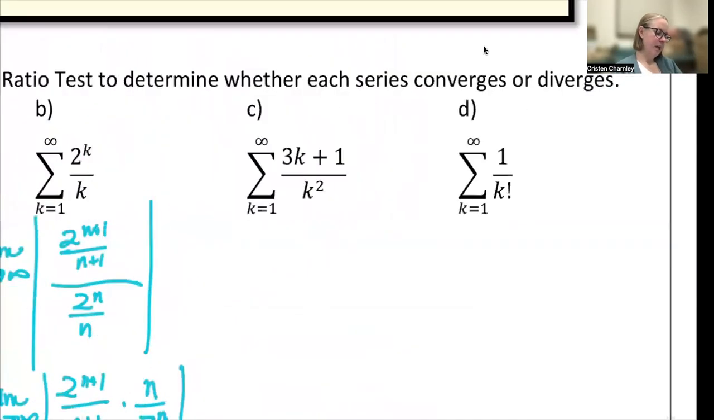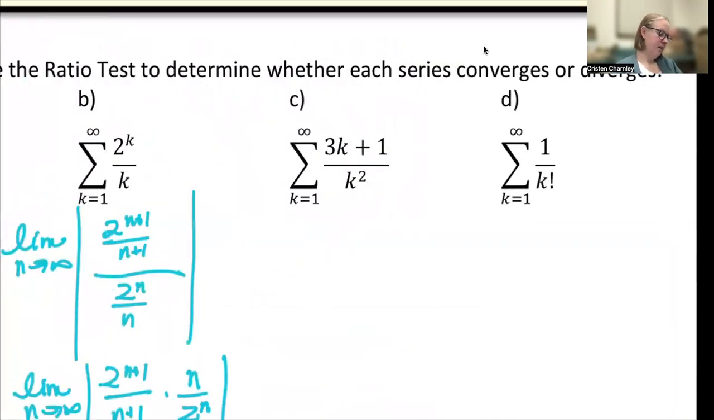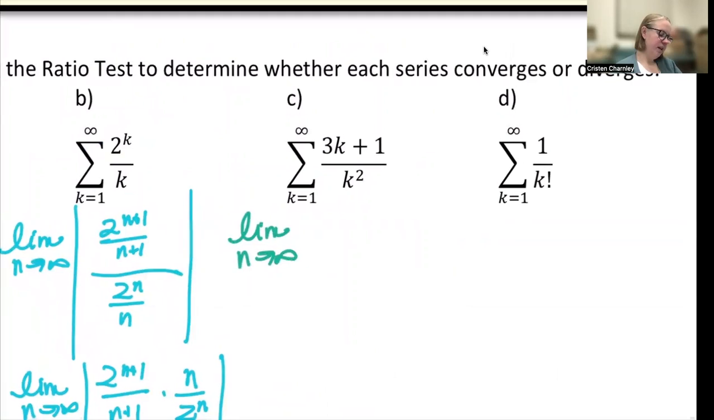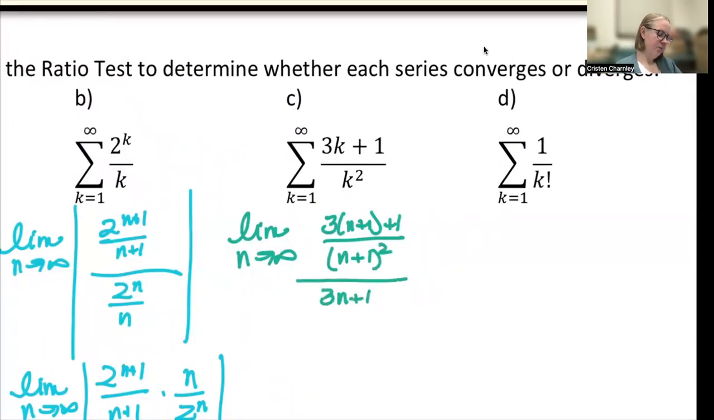Okay. Now, this guy, a little bit more confident in it. The limit as n approaches infinity, 3 to the n plus 1 over n plus 1 squared, all over 3 to the n over n squared.